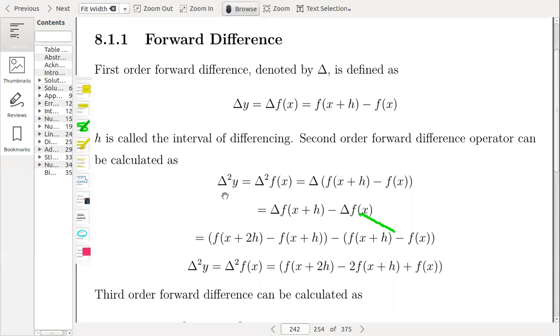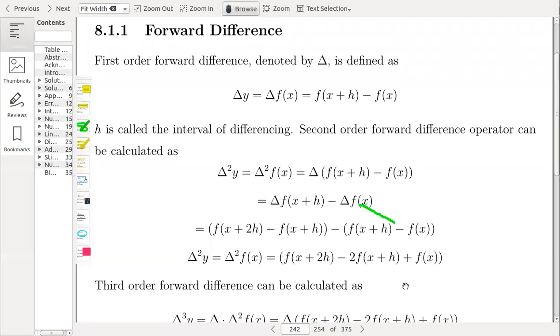So delta square y, we can write as delta square f of x, is equal to f of x plus 2h minus, this will be added because two terms are similar, so minus 2 f of x plus h, and minus into minus will become plus. So delta square y, or delta square f of x, can be written as f of x plus 2h minus 2 f of x plus h plus f of x.